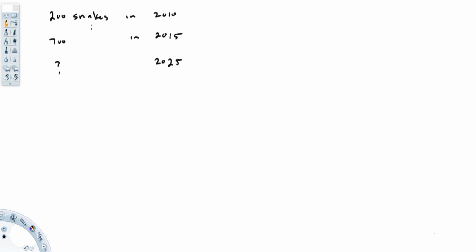If there are 200 snakes in a certain region, maybe it's the Everglades or somewhere else in 2010, and 700 of them in 2015, how many would we expect by 2025? So snakes reproduce continuously. And this is the type of thing that we would not want to apply a linear model. We would want to apply an exponential model. So we might start by saying, all right, the amount that we have is equal to some initial amount times e to the kt. This is a really common method for modeling exponential growth.